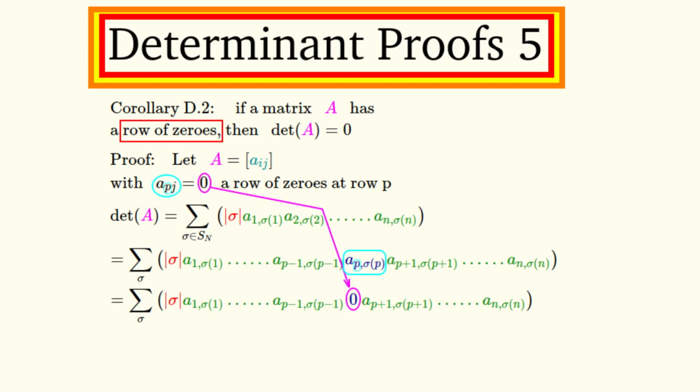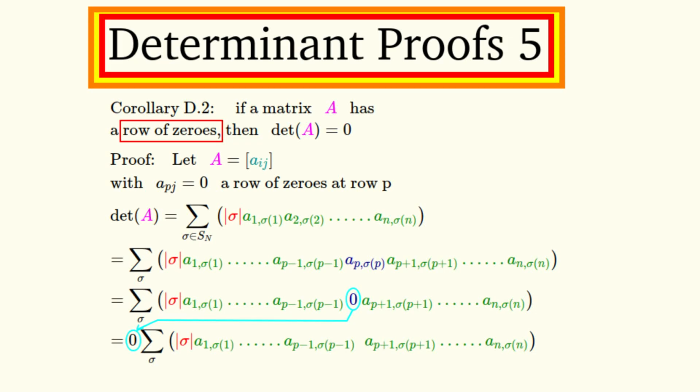So we know that this row contains only zeros, so we'll substitute the 0 in here. We can then take the 0 out of the sum because it's in every product in the sum. And this is obviously equal to 0 because of the property of 0, that any number multiplied by 0 equals 0. So we've proven this theorem a second time, and I hope it's more intuitive this time.